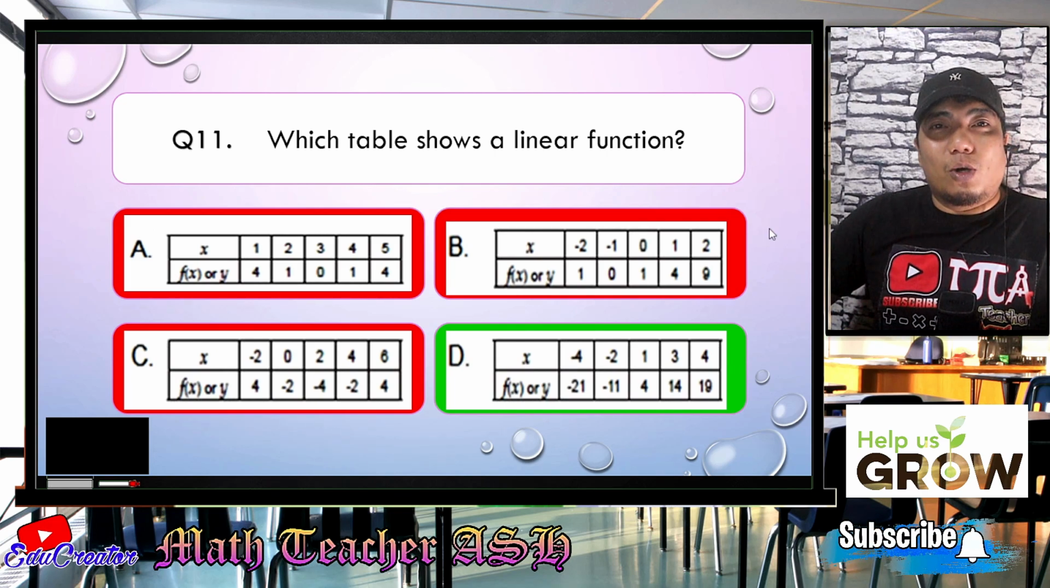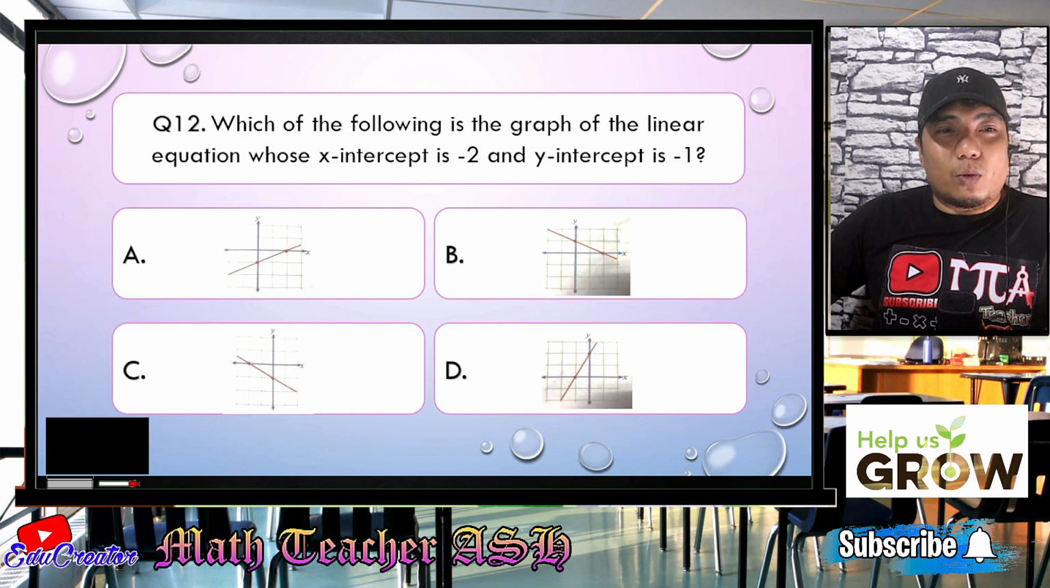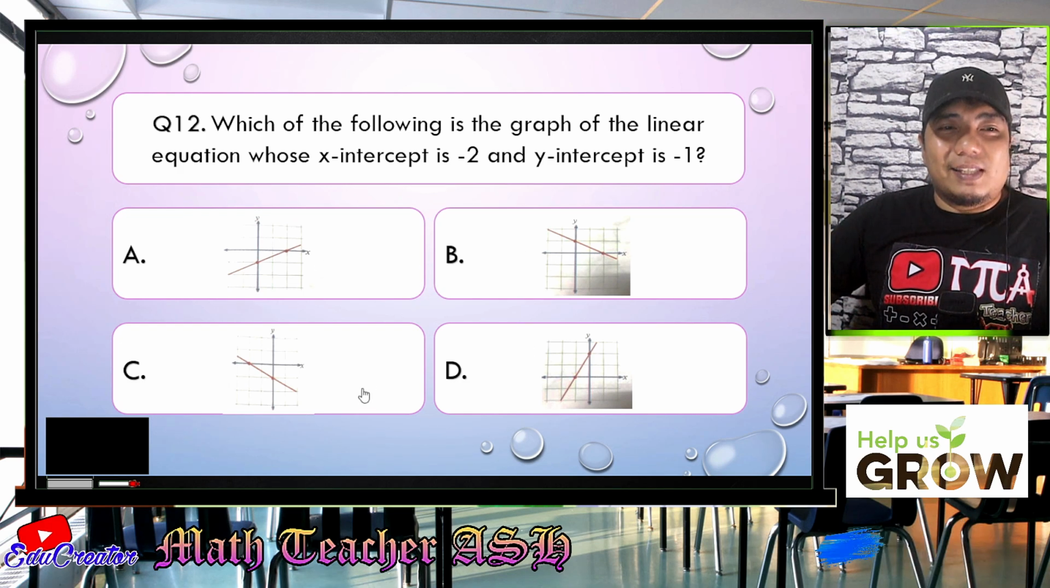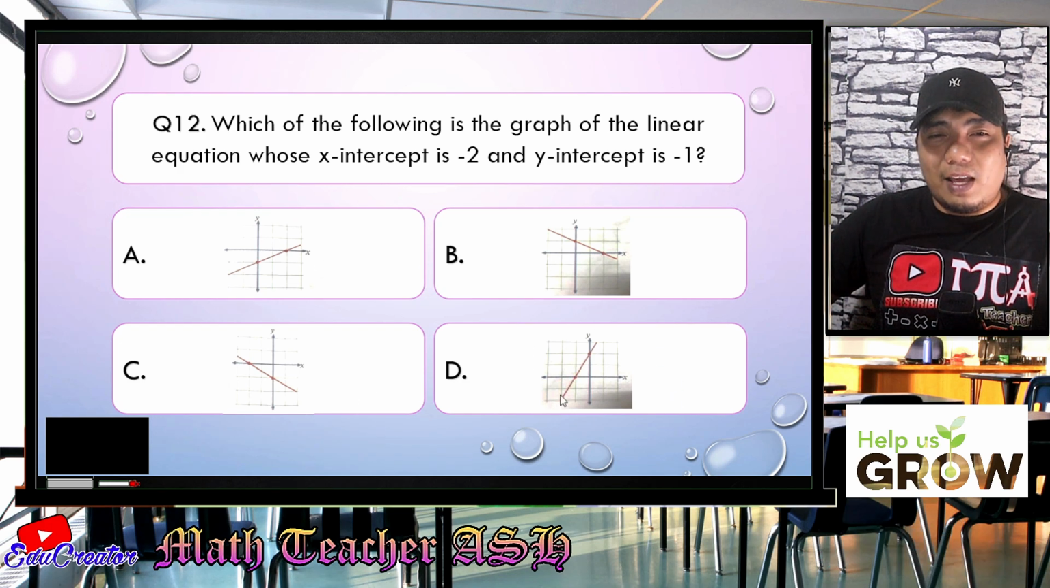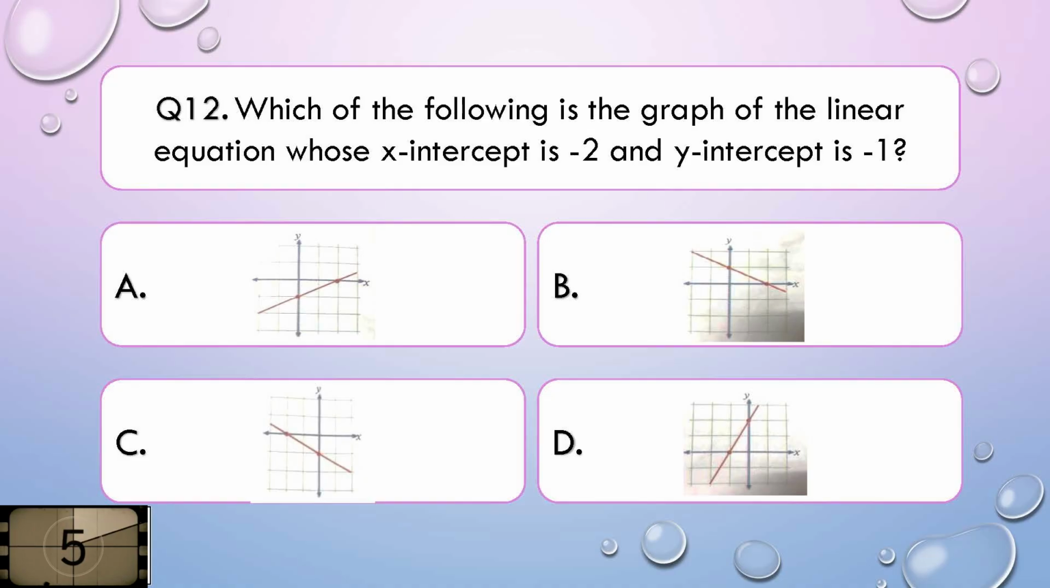So now, let us go to question number 12. Which of the following is the graph of the linear equation whose x-intercept is negative 2 and y-intercept is negative 1? Is it A, this graph, B, this graph, C, this graph, or letter D, this graph? I'll give you 5 seconds to think about your answer.